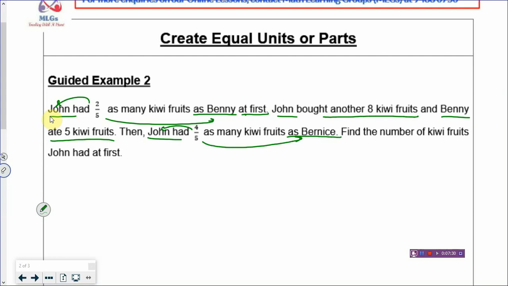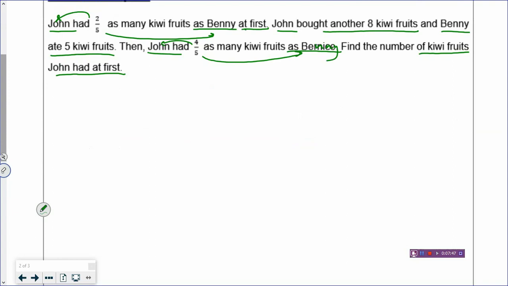Alright, so there's a typing error. Which means that John has 4 in the end, and Benny has 5 in the end. And find the number of kiwi fruits that John had at first. So what is unchanged or everything changed? Everything has changed. John has more fruits. Benny has lesser now. Did they buy equal number of kiwi fruits? Nope. Did they eat equal number of kiwi fruits? Nope. So the difference has also changed.